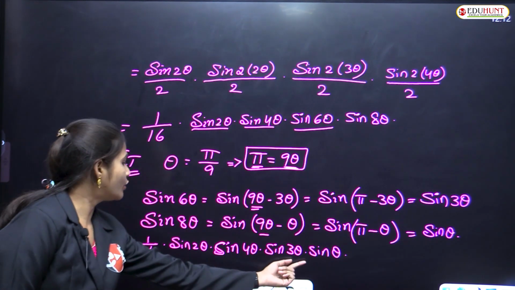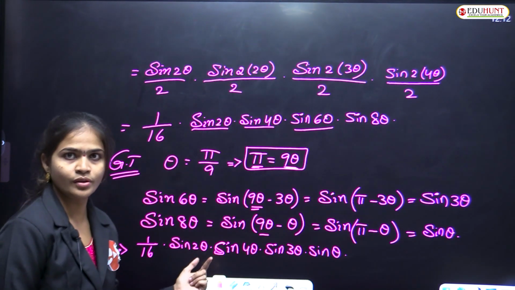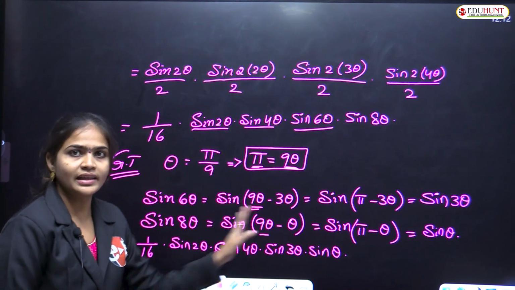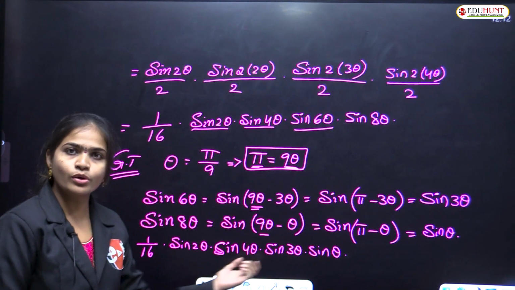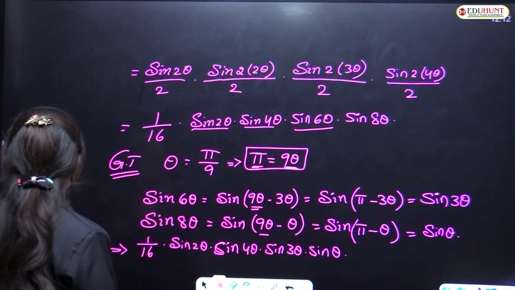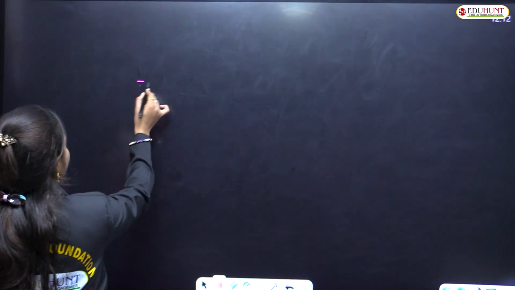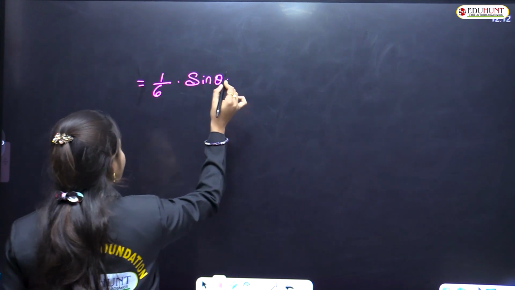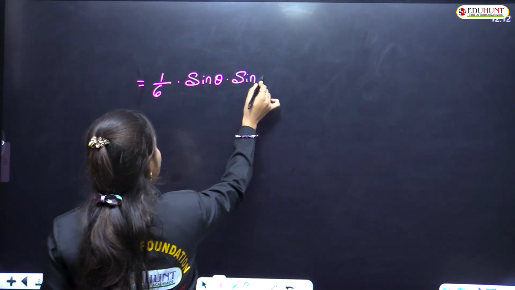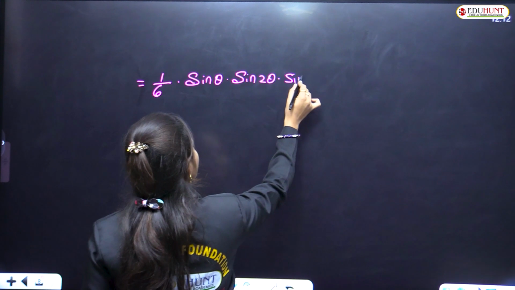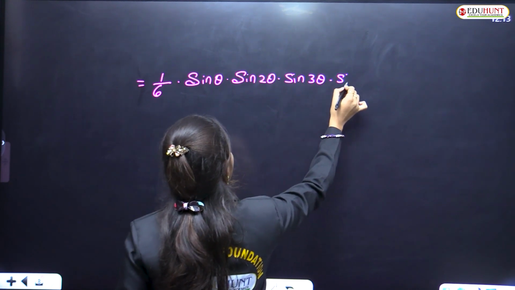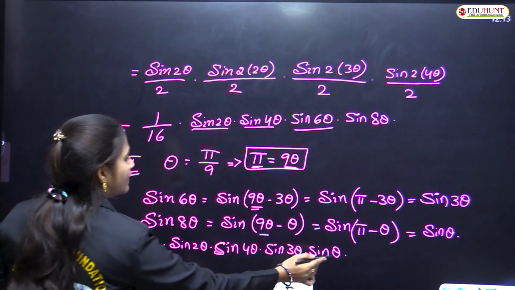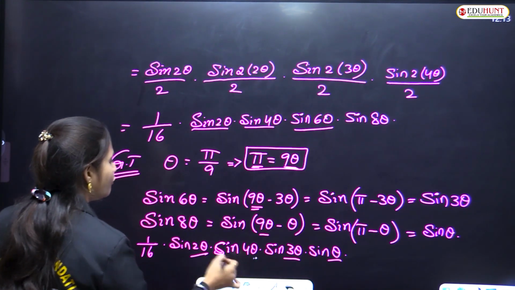Okay. Now I want to arrange this in order. In which order? Here 2 theta, 4 theta, 3 theta and 1 theta. This is not in order, no? So I want to write this in order. So this is equal to 1 by 16 into, first we need to write sine theta, next sine 2 theta, sine 3 theta, sine 4 theta. So 1 theta, 2 theta, 3 theta, 4 theta.